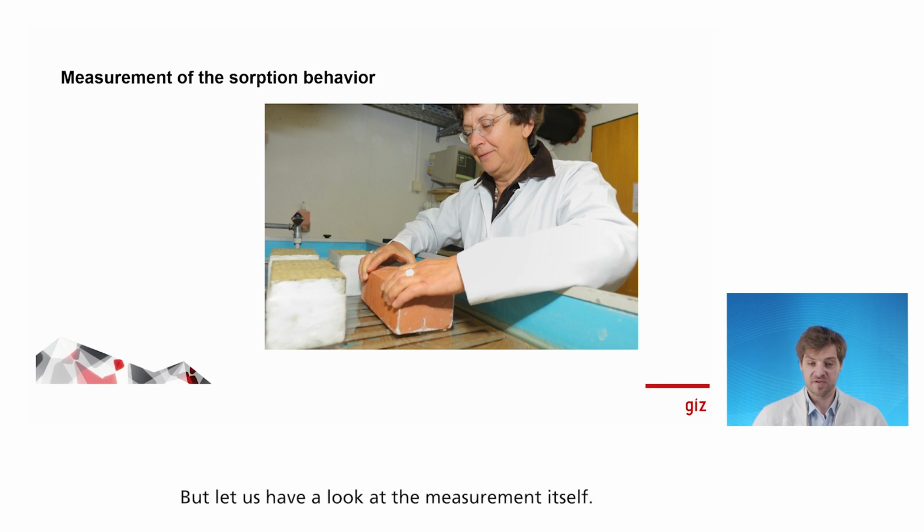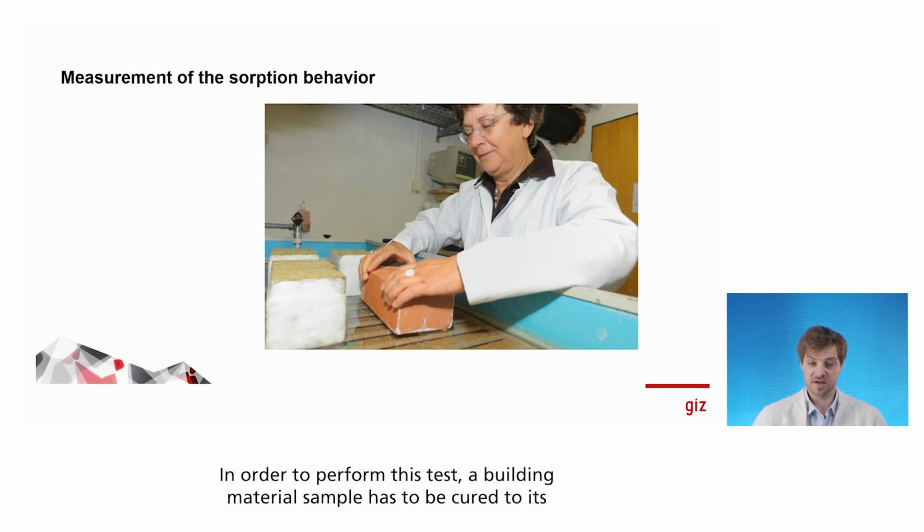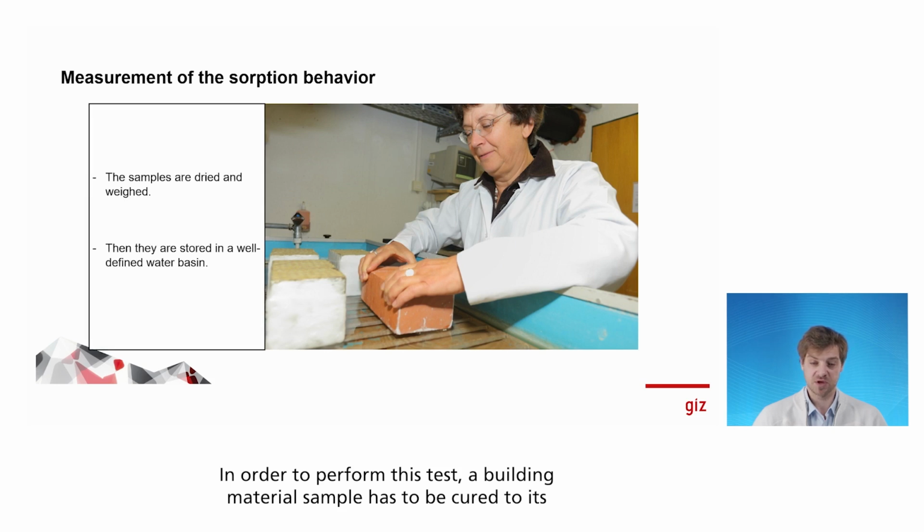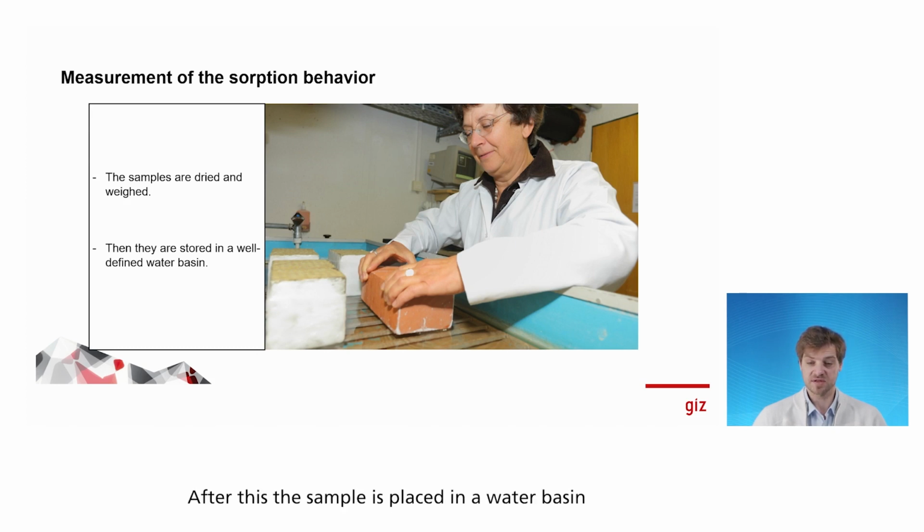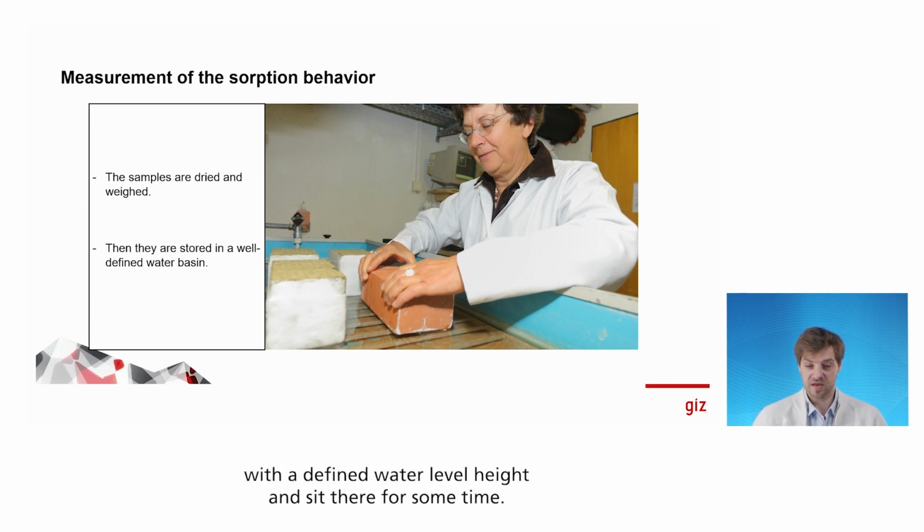But let us have a look at the measurement itself. In order to perform this test, a building material sample has to be cured to its balancing moisture point at the climate chamber in which the test is performed. After this, the sample is placed in a water basin with a defined water level height and sits there for some time. At defined time intervals, the sample is taken out of the basin, weighed, and the increase in mass is noted down and evaluated in the end.